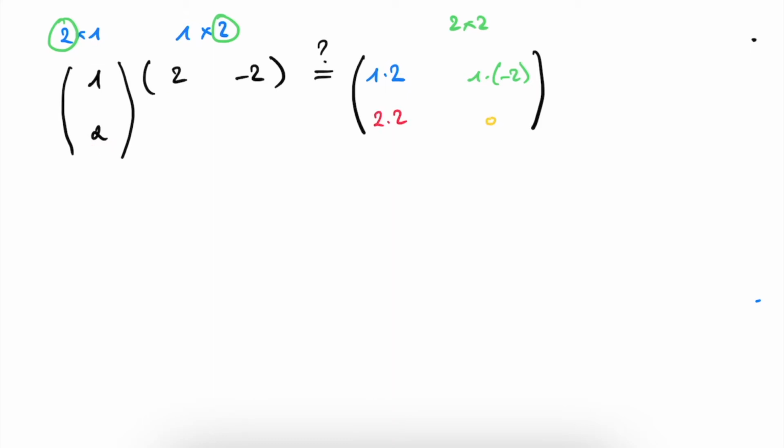Then for the last element, on the second row and the second column, we look at the second row and the second column, which are again 2 numbers. And we get, of course, 2 times minus 2. And our result will be this simple matrix: 2, minus 2, 4, and minus 4. And this is our result, and it is indeed a 2 times 2 matrix.